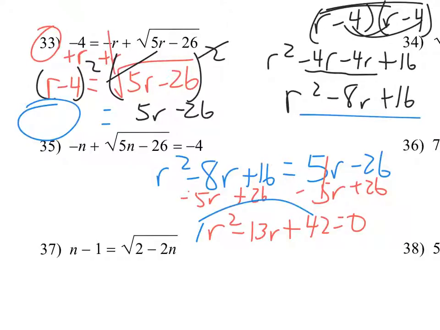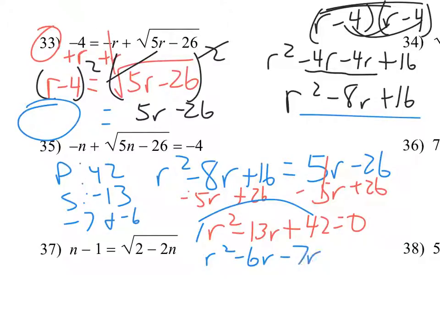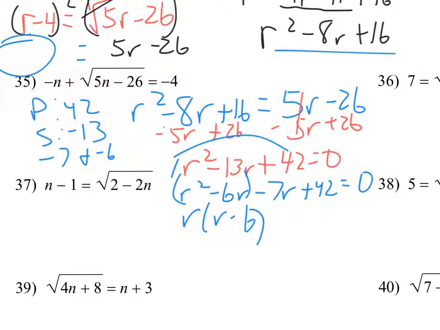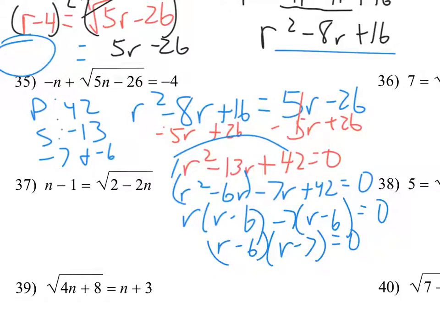So now, this is quadratic, so I've got to factor. My a times c, I want a product of 42, and I want a sum of negative 13. That's going to be negative 7 and negative 6. So we're going to split this into r squared minus 6r minus 7r plus 42 is equal to 0. We're going to group, so it's r times r minus 6. And then over here, we're going to take out a negative 7, r minus 6. And so it's r minus 6 times r minus 7 is equal to 0. If I set this equal to 0, r minus 6, add 6 to both sides, I'll get 6, and I'll get 7. So we get two answers.